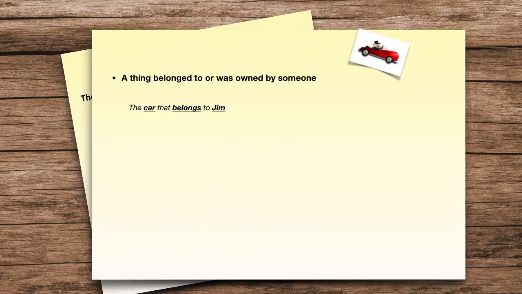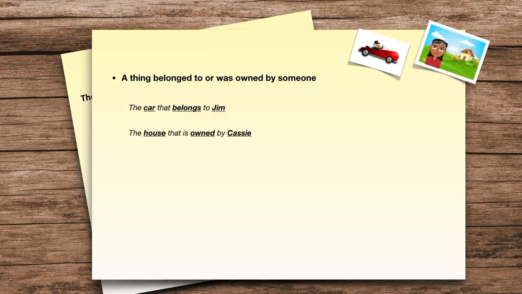In the first two sentences, we had expressions that spoke about a thing that belonged to or was owned by someone. The car that belongs to Jim, and the house that is owned by Cassie. Now, in such cases, you can shorten them, you can make them much more crisp. And how can you do that? You can place the owner first and what he or she or that thing is associated with afterwards.